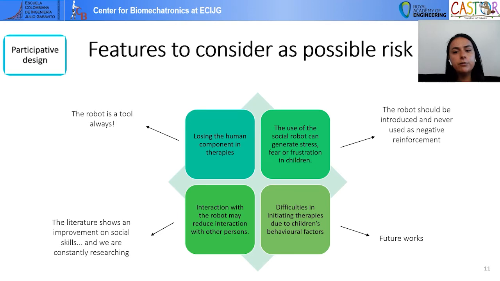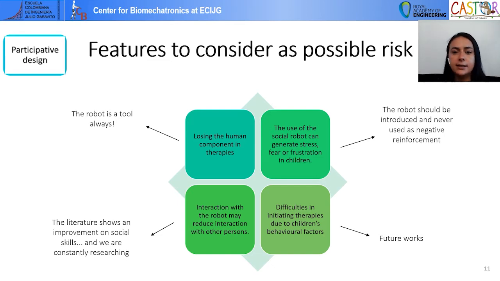From the focus groups, we also obtained some features to consider as possible risks from the use of social robots in therapies with children with DSD. One of them I talked about before was losing the human component in therapies. This is a concern for caregivers and therapists. So we make sure to say that the robot is always going to be a tool. The robot is going to be used by the healthcare staff in their therapies, and it is not a replacement for the therapists, nor for the healthcare staff.